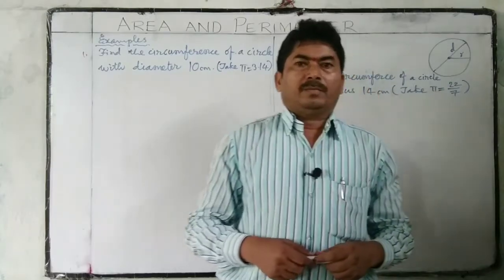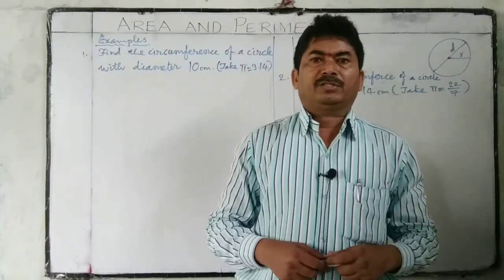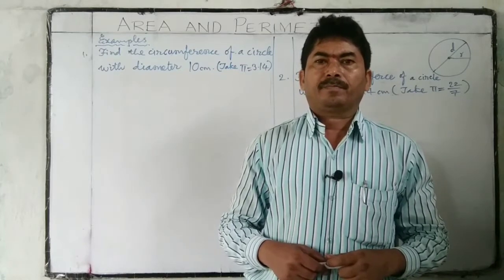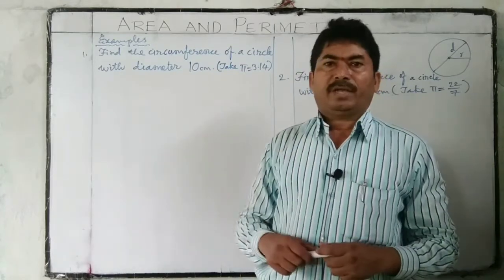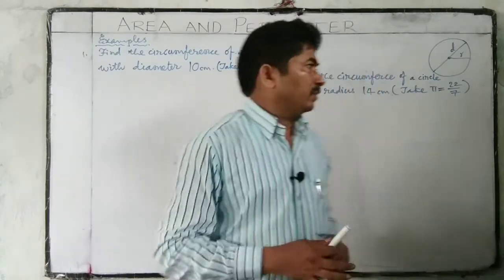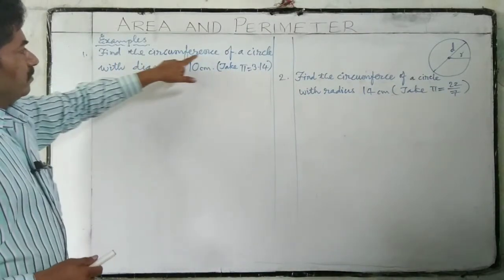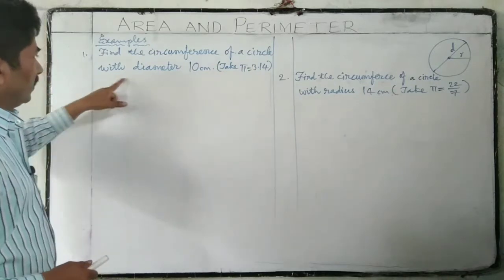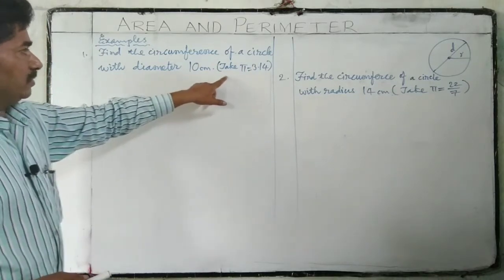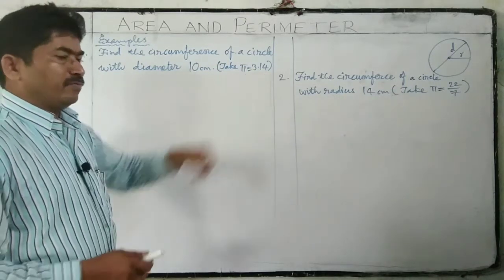To understand finding circumference clearly, here we have two examples. Let us observe. Find the circumference of a circle with the diameter 10 centimeters. Take pi is equal to 3.14.